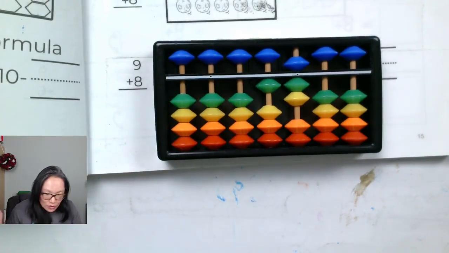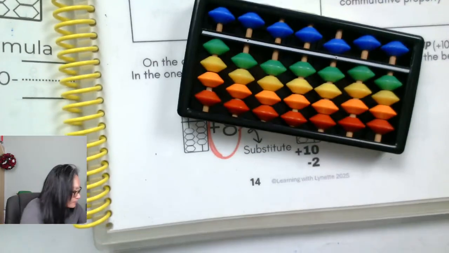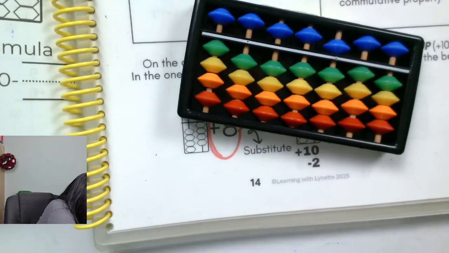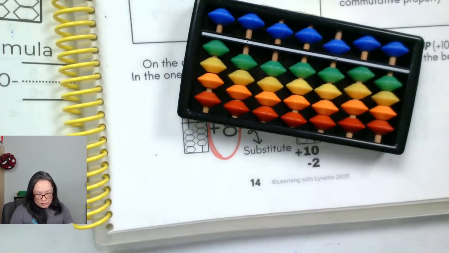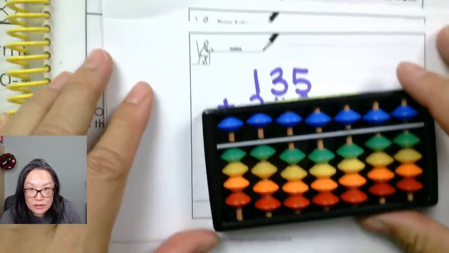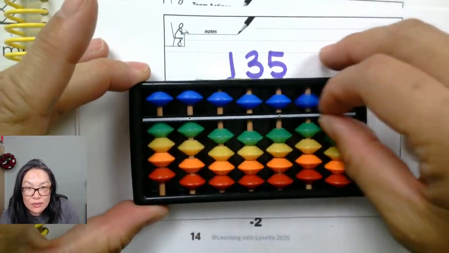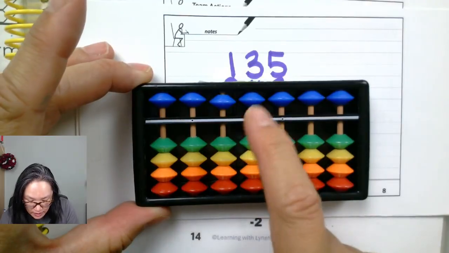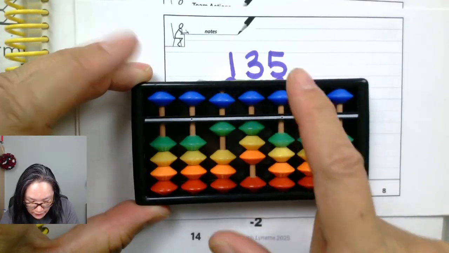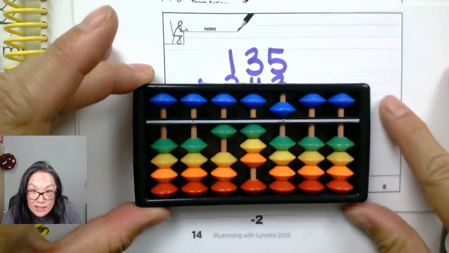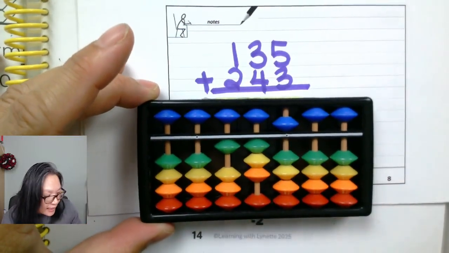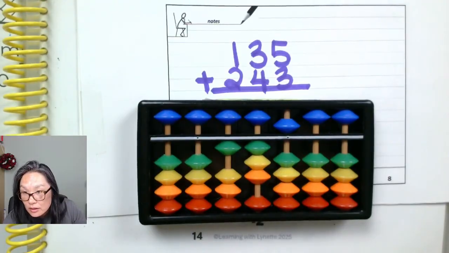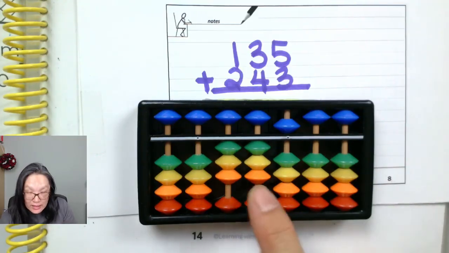I don't know if I showed you this question. Do you guys remember this question? This will be easy, right? 135 plus 200. Can I add 200? Yes, we can. So we can add 200. Now I need to add 4.